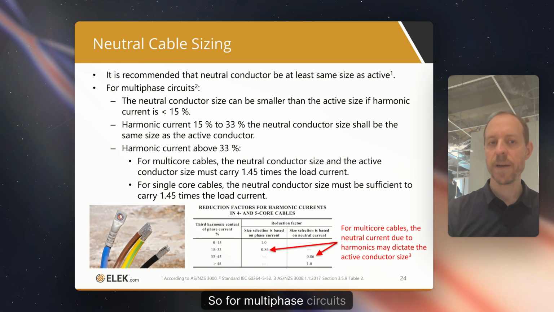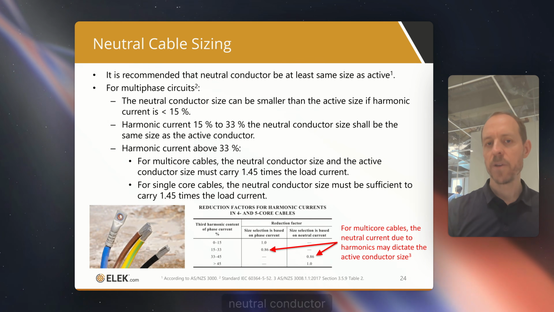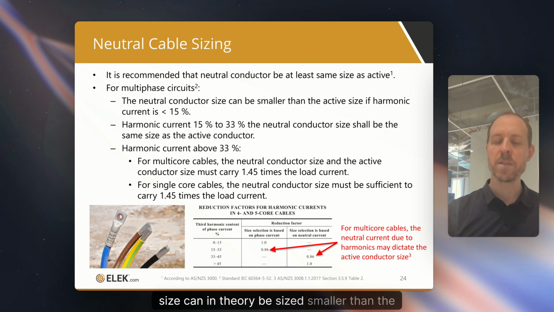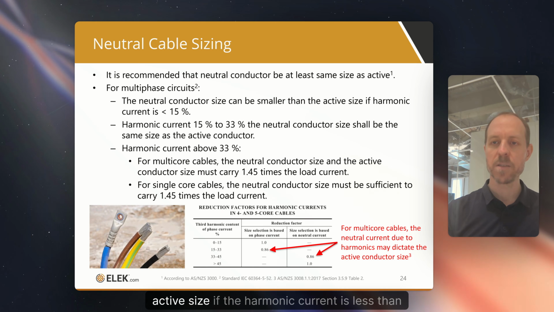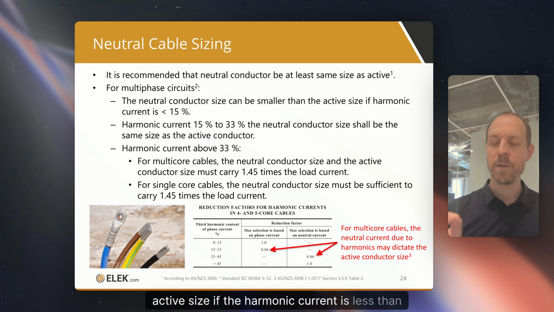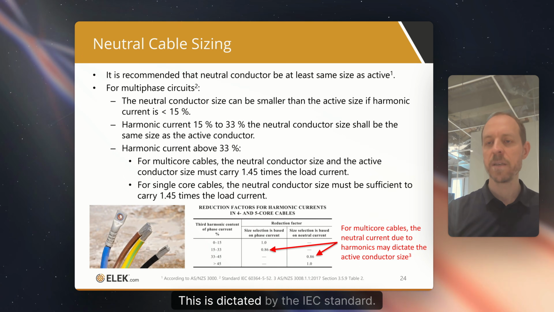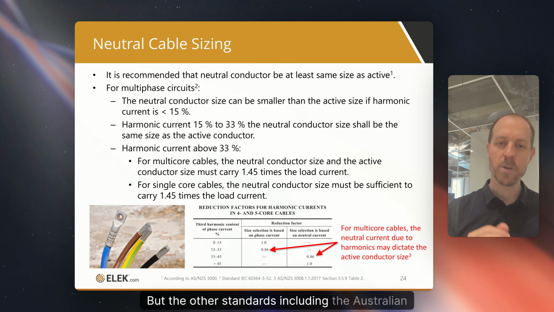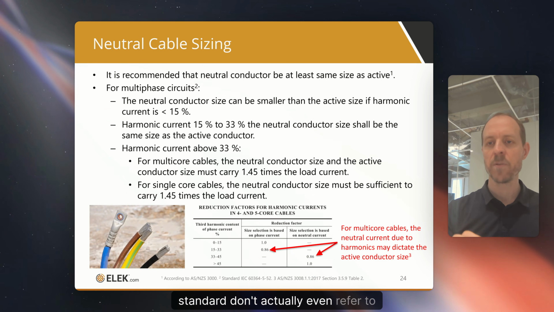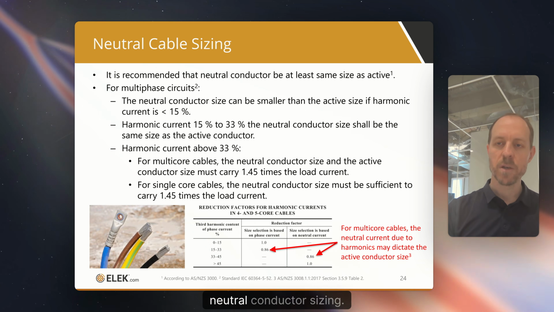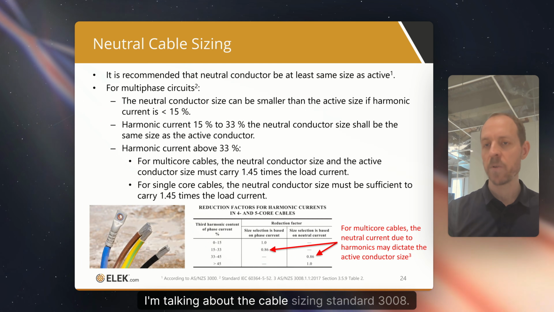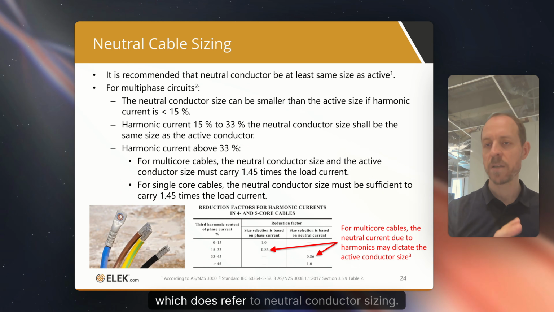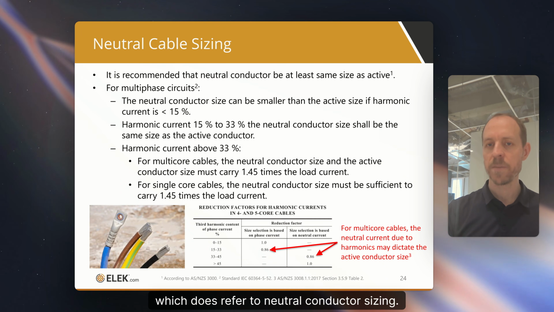So for multi-phase circuits, the neutral conductor size can, in theory, be sized smaller than the active size if the harmonic current is less than 15%. This is dictated by the IEC standard. But the other standards, including the Australian standard, don't actually even refer to neutral conductor sizing. I'm talking about the cable sizing standard 3008. It's only AS 3000 which does refer to neutral conductor sizing.